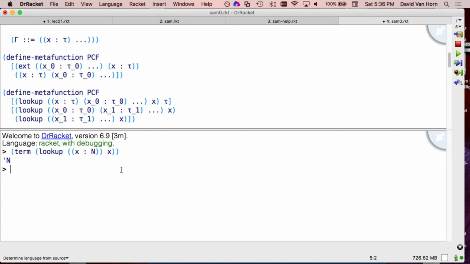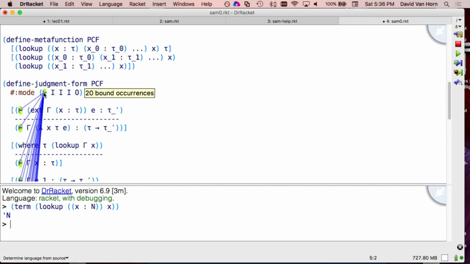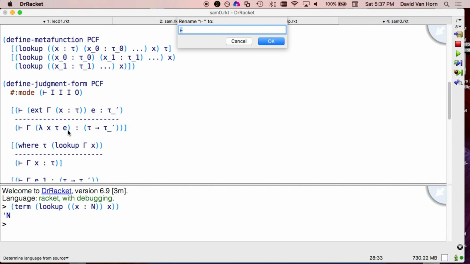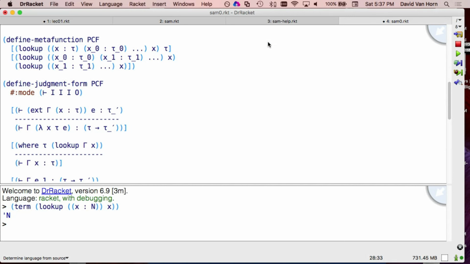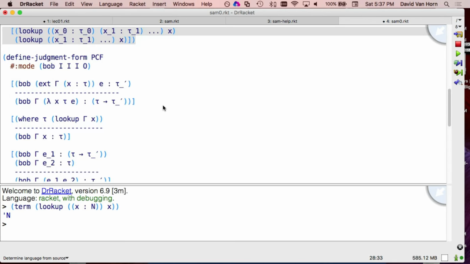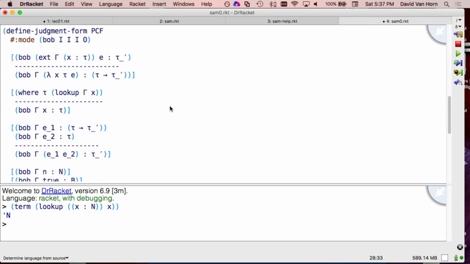But actually, if you don't like using these fancy characters, we can rename these things. Let's call it Bob. Okay. All right, and now the program works, and all of my occurrences of V dash have been turned into Bob. Okay.